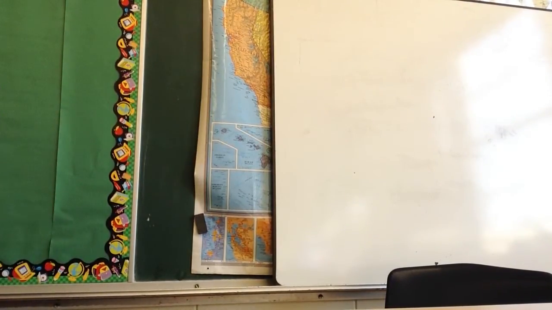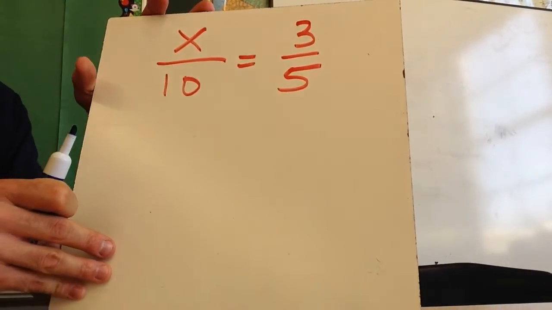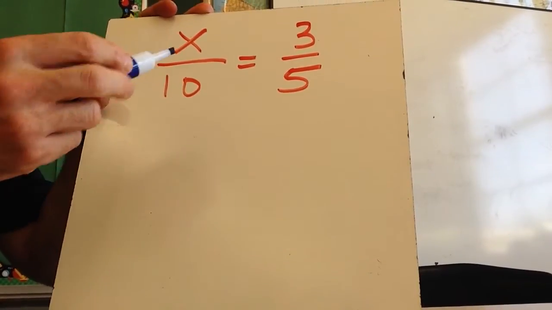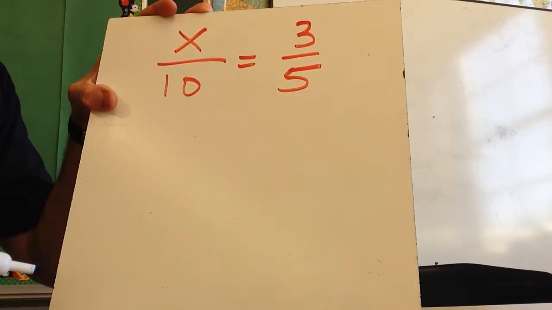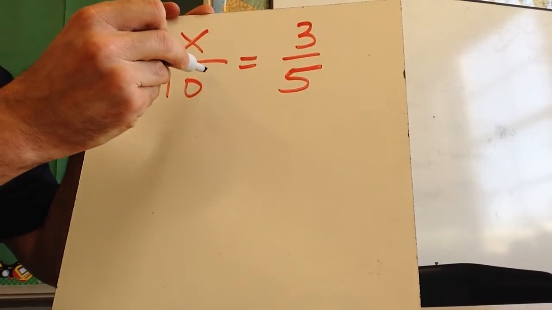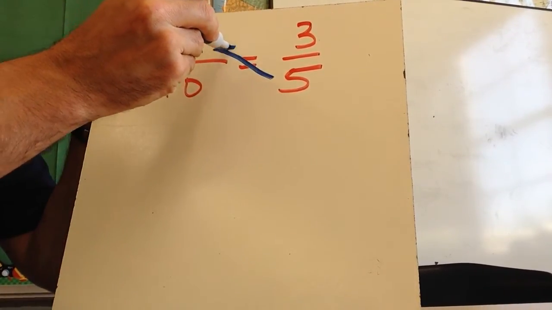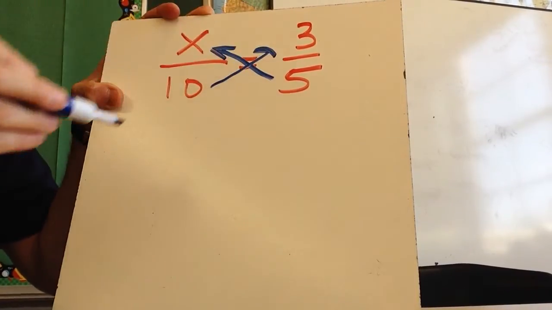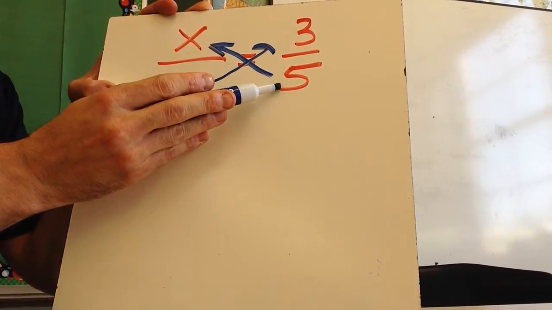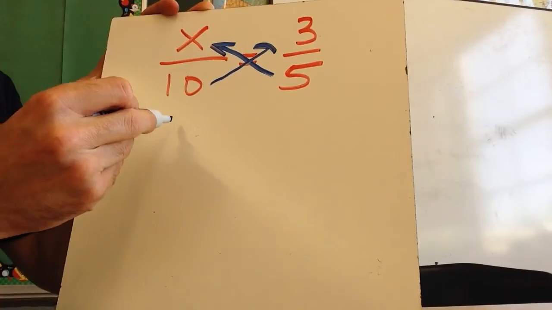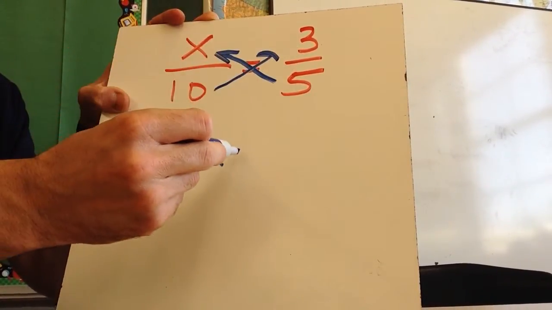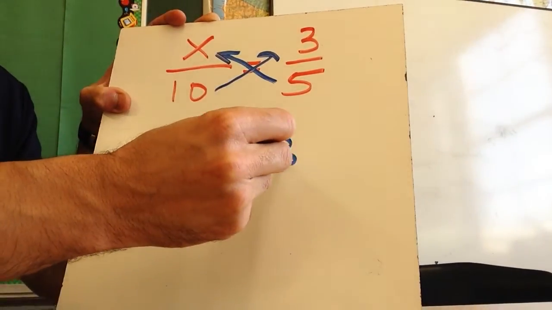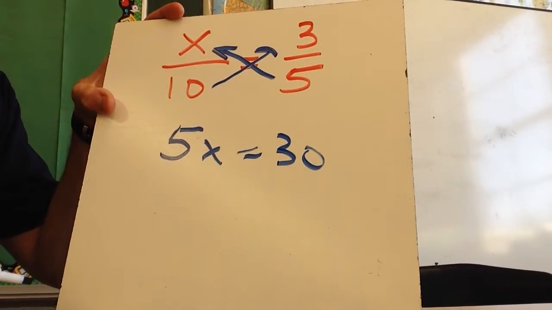Now I want to talk about what happens when we do add a variable. So now we've added a variable, x over 10 equals 3/5. And the way we want to solve this is we're going to cross multiply. So I'm going to take the denominator and multiply it to the numerator. So 5 times x is 5x. 10 times 3 is 30. So I got 5x equals 30.